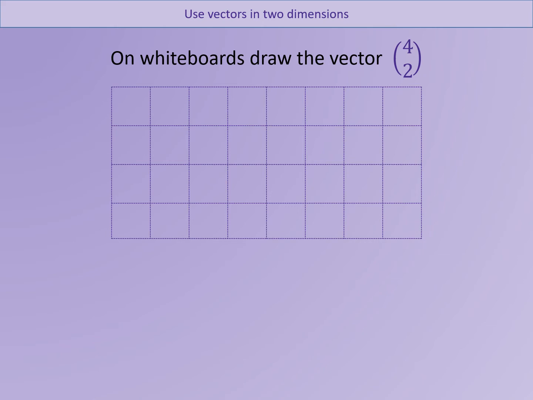Today we're going to look at vectors in 2 dimensions. Let's have a look at drawing the vector (4, 2). So the 4 at the top is telling us how far we are going across to the right as it's a positive number, and the number underneath is telling us how far we are going up because it is a positive number as well. So (4, 2) as a vector is represented by a straight line with an arrow.